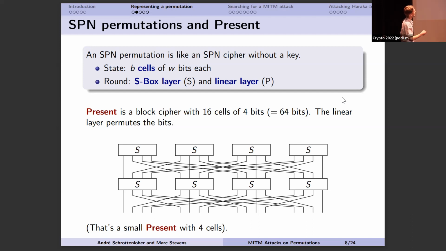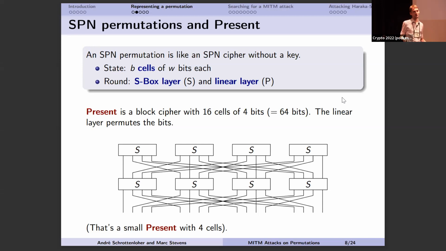So initially, the state has 16 cells. Here, it's going to have 4 cells to fit in my slide. But this is the kind of design we're focusing on. So you have these S-box layers, and between the S-box layers, you just permute bits in the state. But this is nice because this is a graph, basically, and you have a very nice representation for this scheme.